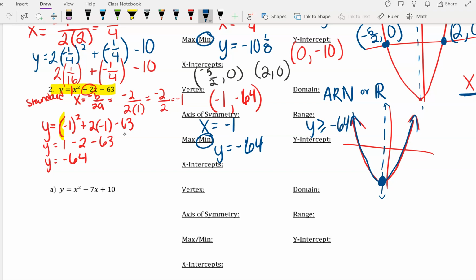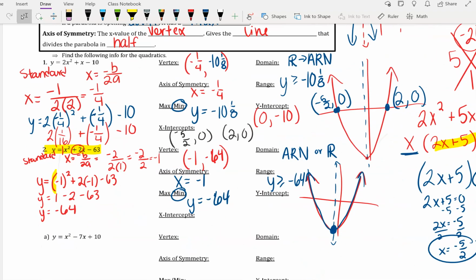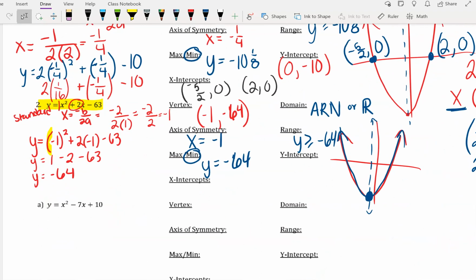And then finally, y-intercept, or I guess not finally, we have x-intercepts after that. But the y-intercept, if you remember from the notes up there, is the c value. So if we go back here, that's our c, -64. Or sorry, -63.